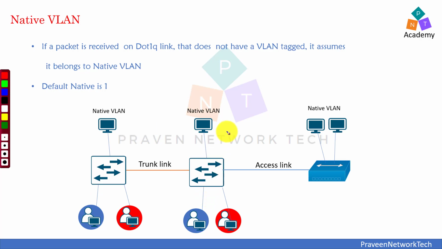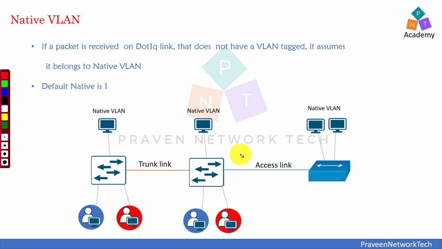If you take the example of hubs, they really don't understand the concept of frame tagging or trunks. So whenever traffic comes from this side, it is automatically going to be sent to the default VLAN, called VLAN 1, because no VLAN tagging information is available on these access links.